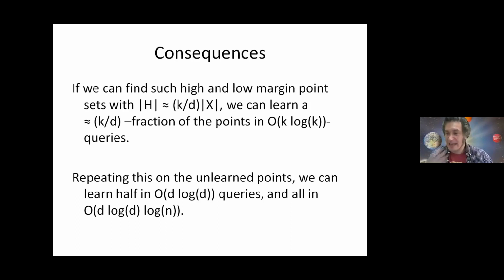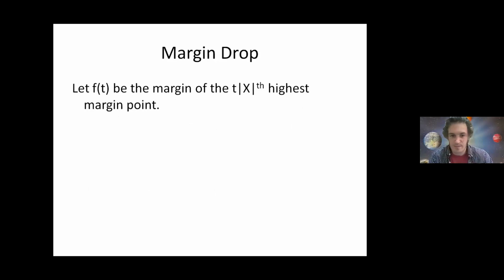And then if we keep repeating this until we learn all of our points, we've only used something like d log n queries. And so if we can really do one of these things where we learn a k over d fraction of the points in k log k queries, then by just repeating this sort of thing as a black box, we've got a good algorithm. We've got an algorithm that in approximately d log n queries learns everything.